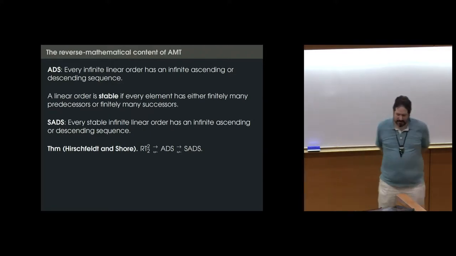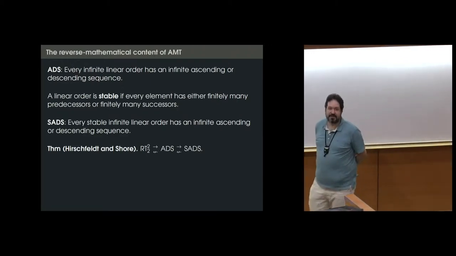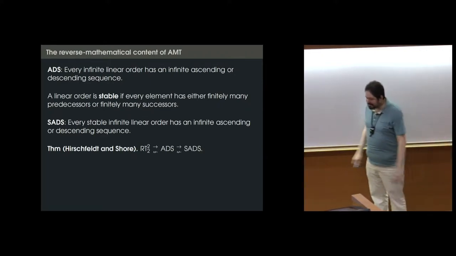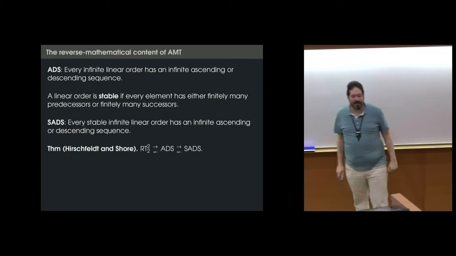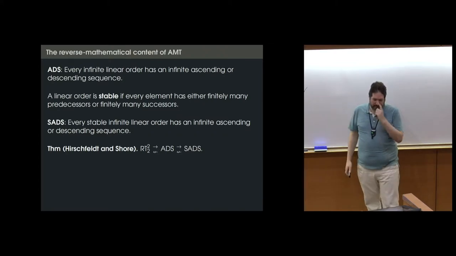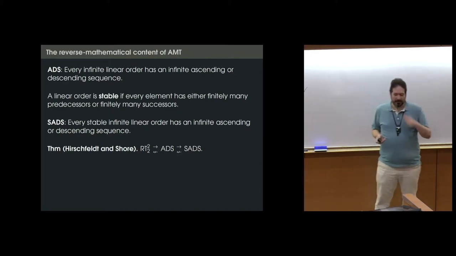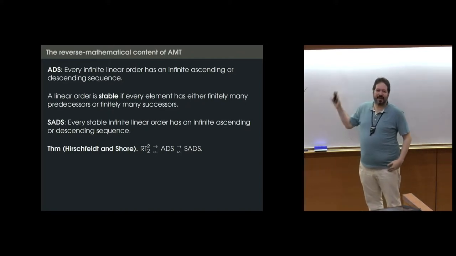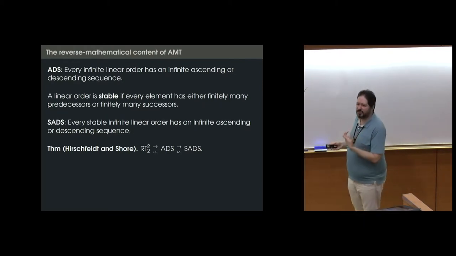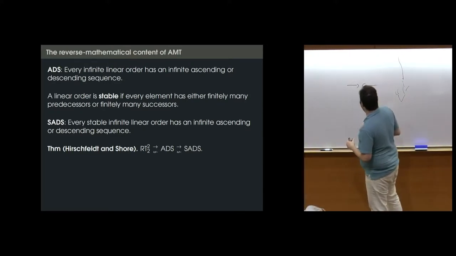ADS is a very natural principle saying that every infinite linear order has an infinite ascending or descending sequence. Now, like Ramsey's theorem, you can separate ADS into a stable and a cohesive version, and the stable version is obtained by defining a linear order to be stable if every element has either finitely many predecessors or finitely many successors, which means classically that it looks like omega plus n, or n plus omega star, or omega plus omega star, which is the interesting situation because the other ones are obvious. But the interesting situation is when it looks like omega plus omega star. So it just looks like an ascending sequence followed by a descending sequence.